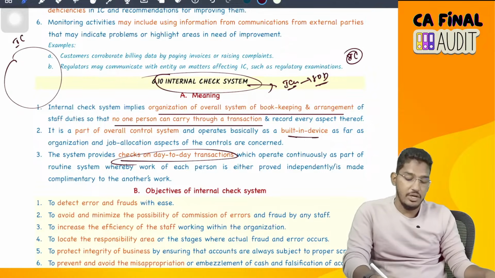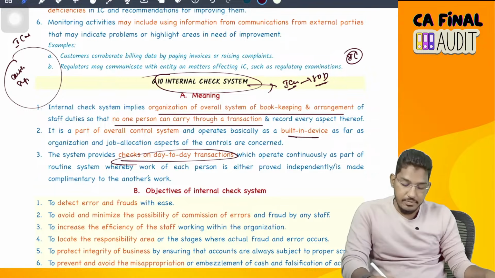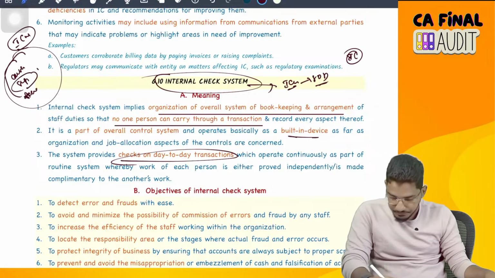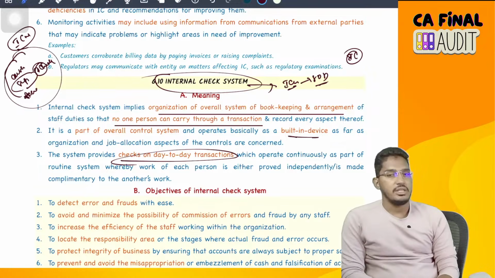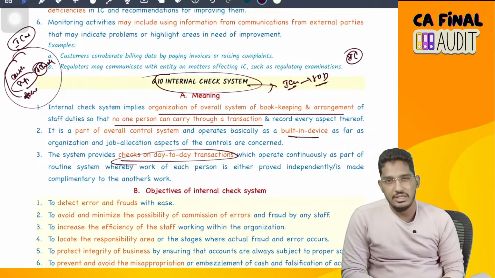Like I have told, in the internal control mechanism, authorization will come, segregation of duties will come, and proper recording of the accounts will come. So in the internal control system, these many things are there. One such aspect of the internal control system is internal check, which is not something new that we have to learn all together. It is very similar to segregation of duties.